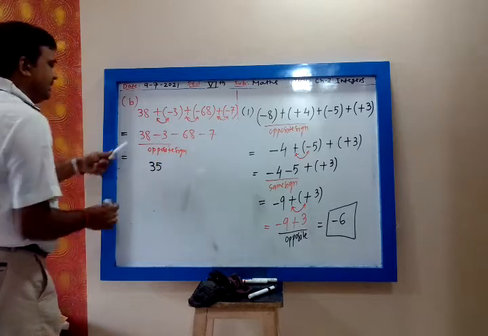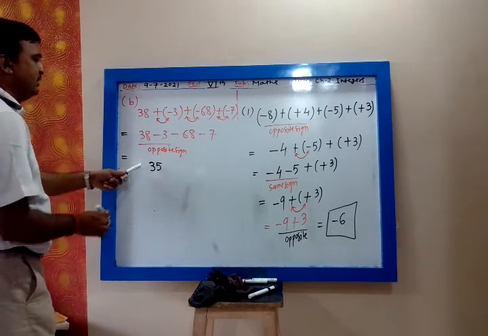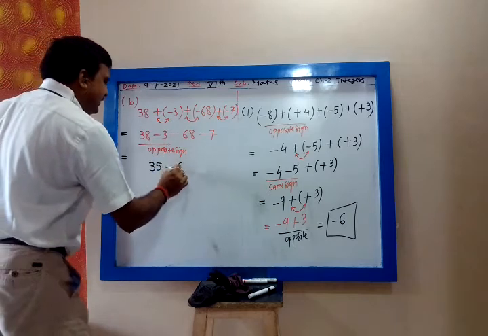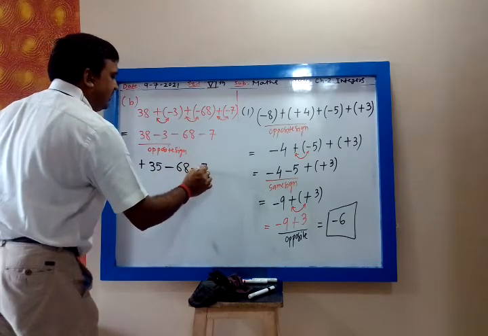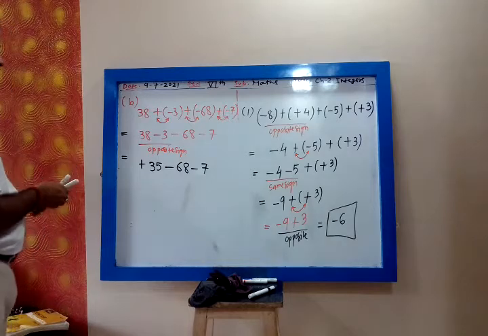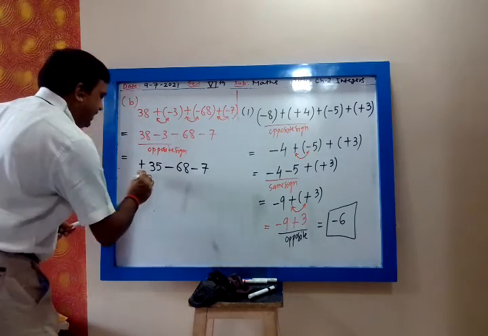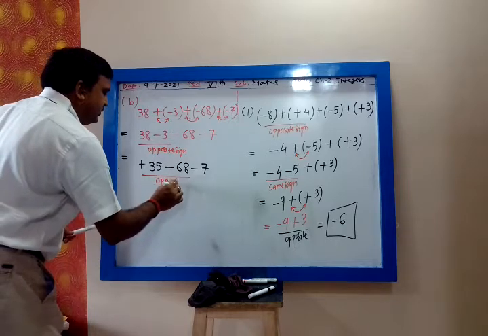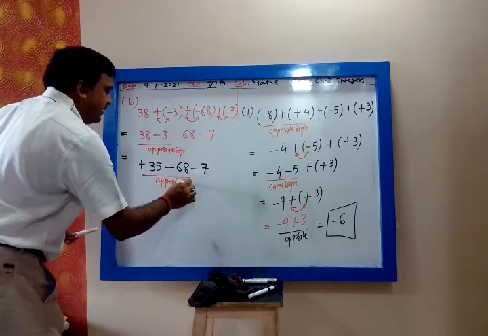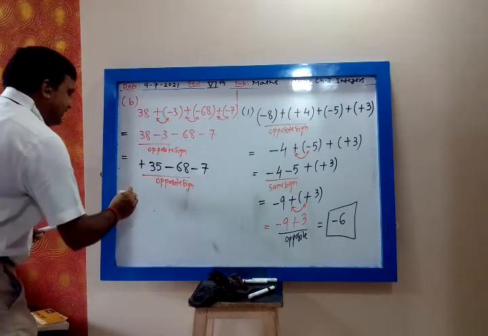Which number is bigger? 38. What is the sign of that? Plus. So plus sign we don't write. Then it is minus 68. You can write plus 35, no problem. Minus 7. Now again 35 has plus sign, 68 has minus sign. Again they have opposite signs. So whenever they have opposite signs, you have to subtract the smaller number from the bigger number. So 68 is bigger. 68 minus 35.